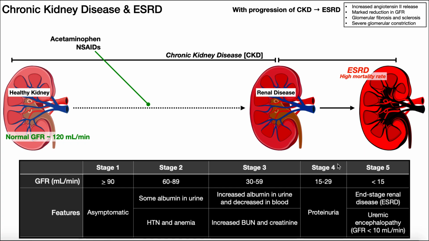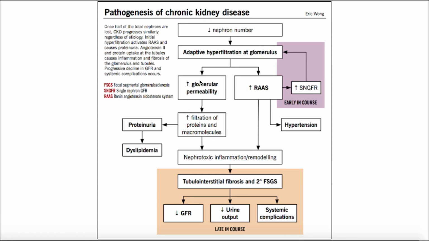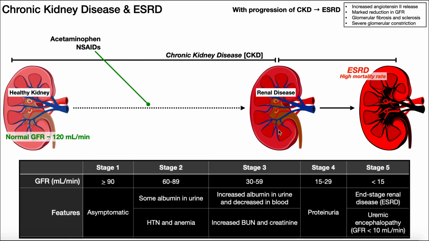In stage 4 chronic kidney disease, now the GFR is 15 to 29 mils per minute, and at this point, we're going to see a lot of proteinuria. Remember this figure? When we have a decreased nephron number, we've got to compensate somehow. One of those was increasing glomerular permeability. And at some point in kidney disease, the glomeruli become so permeable that they're actually able to filter large proteins. Okay, and this leads to that proteinuria, which we see in stage 4. So there's a lot of proteins in the urine at this stage.